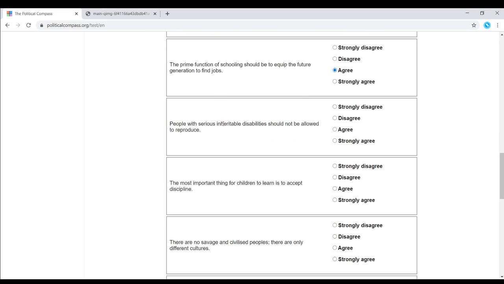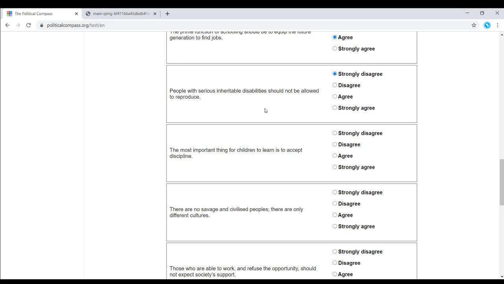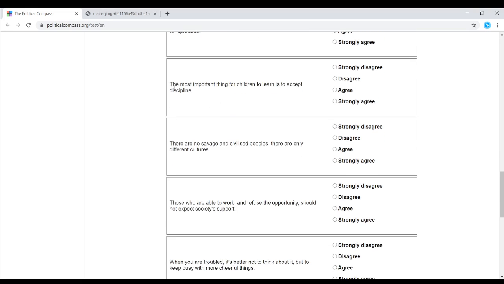People with serious inheritable diseases should not be allowed to reproduce. I strongly disagree with that. I don't believe in eugenics whatsoever. I think that's very anti-biblical.